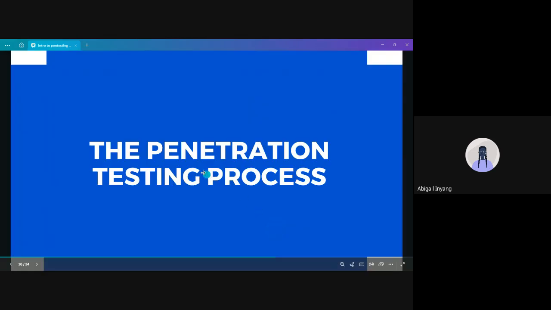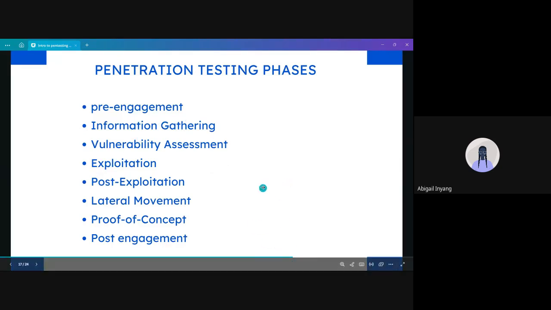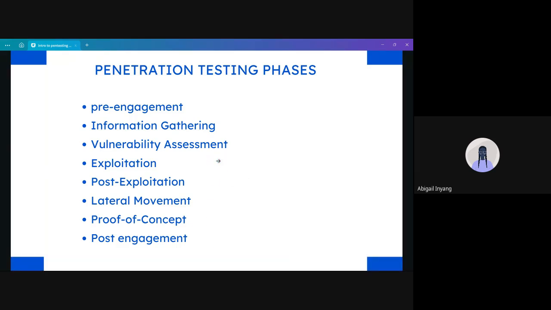So next up we have the penetration testing process. There are different phases in penetration testing. These are the different steps you take when performing penetration testing. There's where you have to start from, and where you have to end when performing a penetration test.